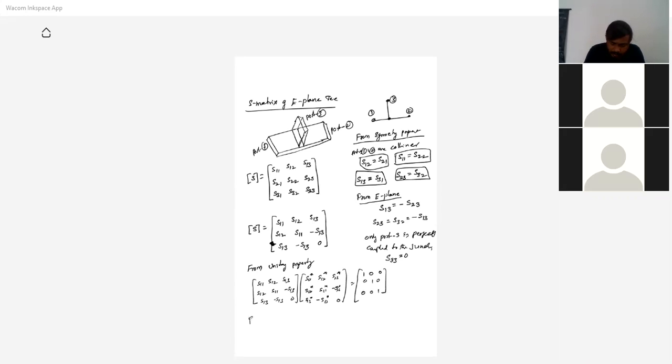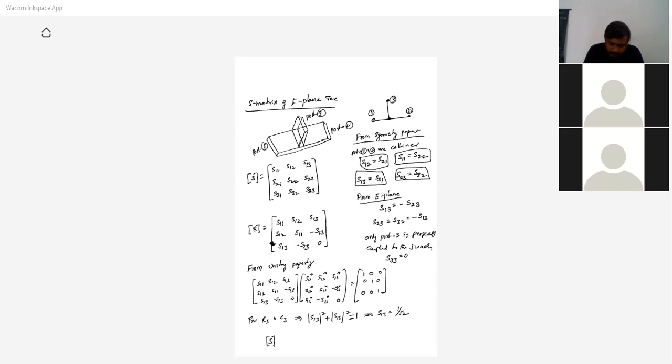So from last row, last column, R3, C3. So what happened here? S13 square plus S13 square, that is equal to 1. So from this, S13 is equal to 1 by root 2. S13 is equal to 1 by root 2. Okay. Now substitute in our matrix.